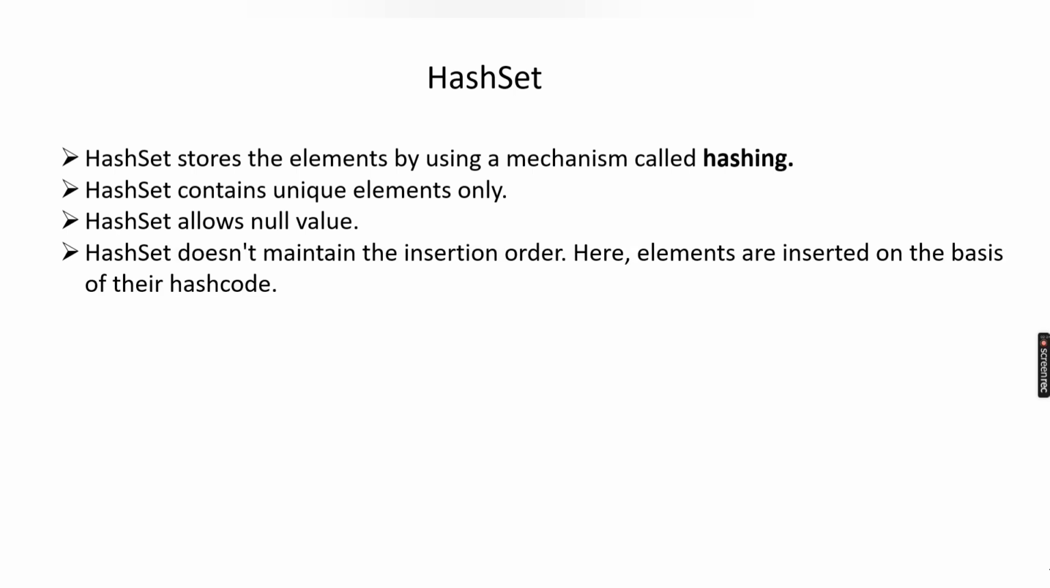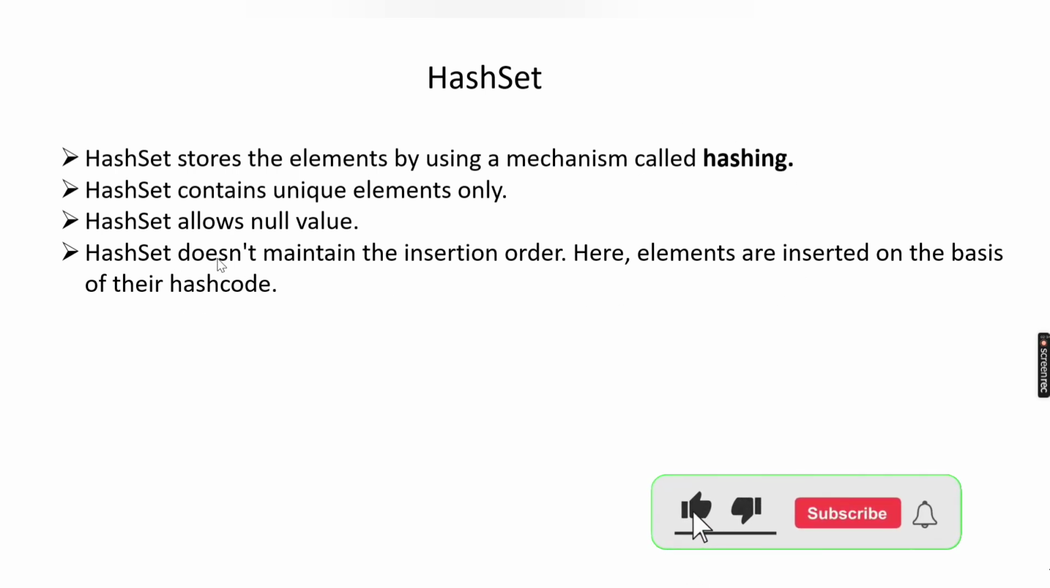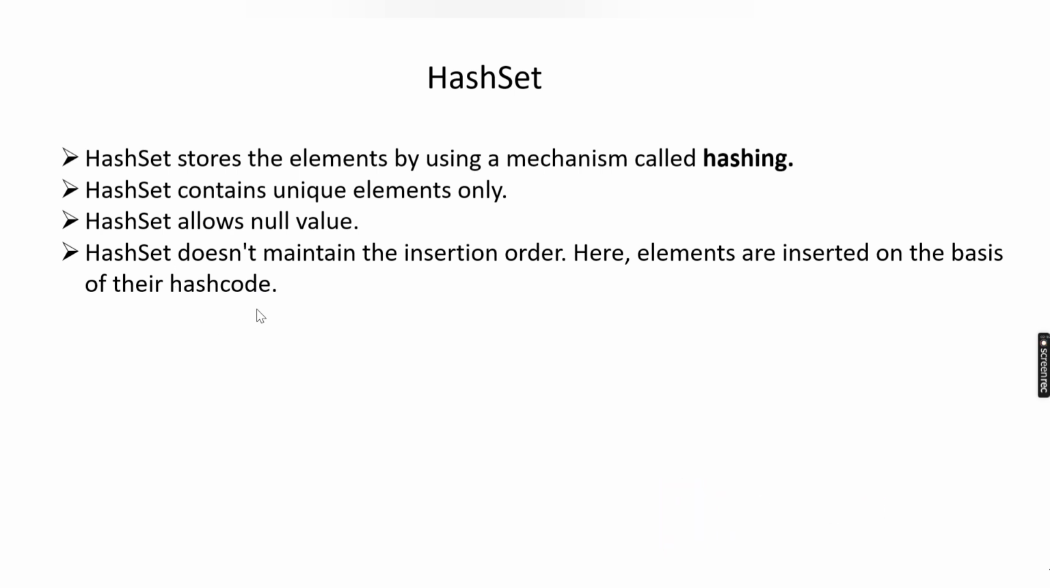HashSet doesn't maintain the insertion order. Here elements are inserted on the basis of their hash code. As HashSet uses hashing, it stores the elements according to their hash code value. In the list interface, we have seen that the insertion order is maintained, the values are stored in the same order in which we inserted them. But HashSet doesn't maintain the insertion order. HashSet is the best approach for search operations. When we want to do any searching in the code, HashSet is the best approach.